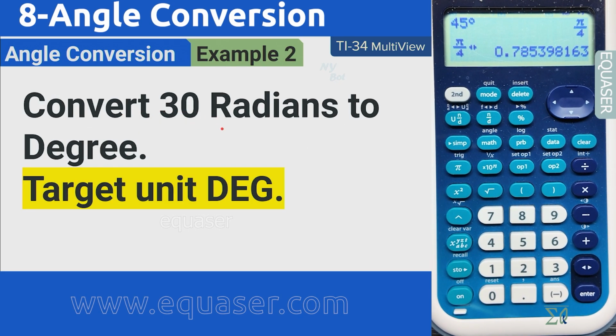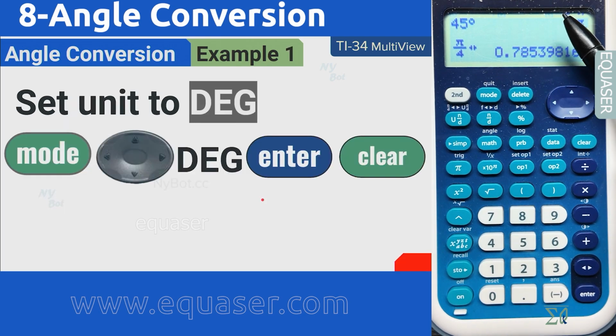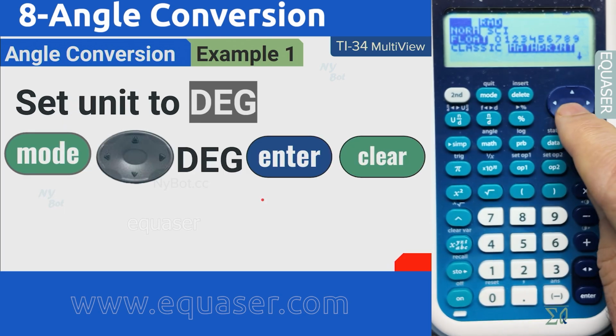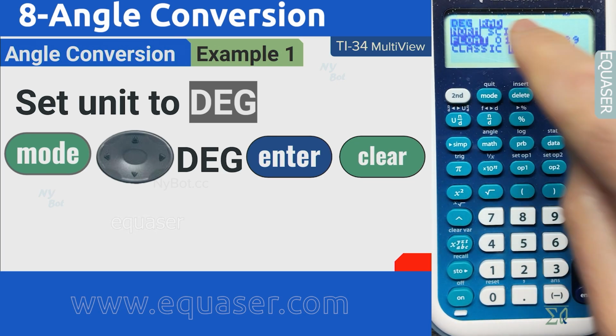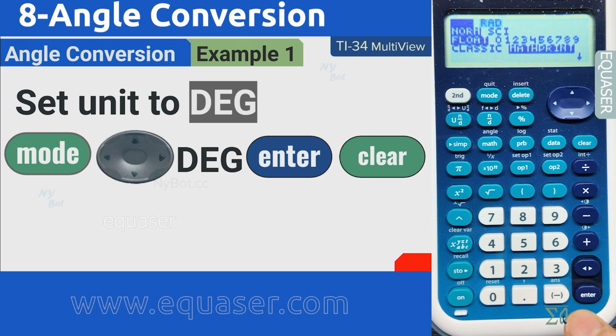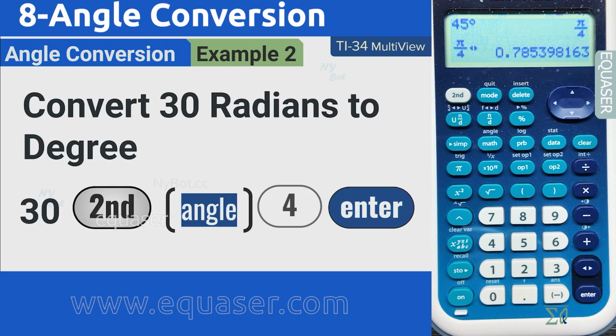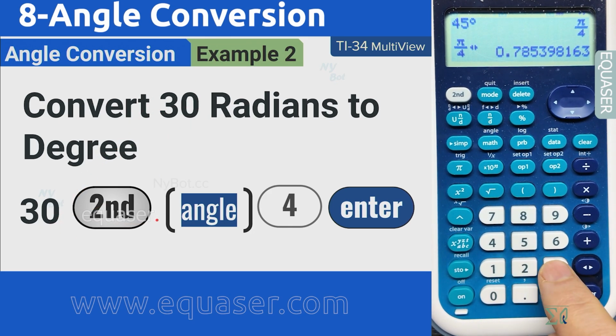Example number 2, convert 30 radians to degree. Now the target unit is degree. We will select degree by pressing mode. Go to the left. It's already selected. Just press enter. Degree is selected. Clear to exit. Now we want to convert 30 radians.